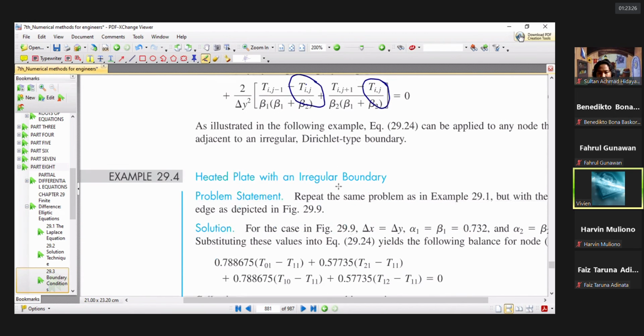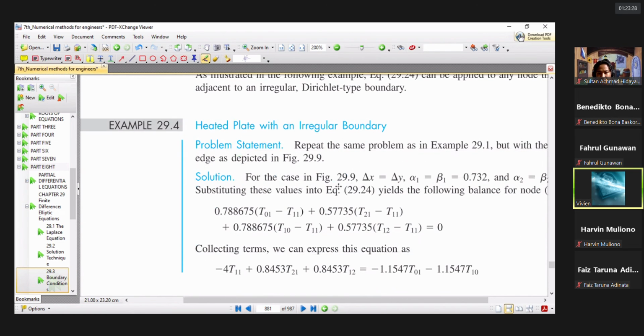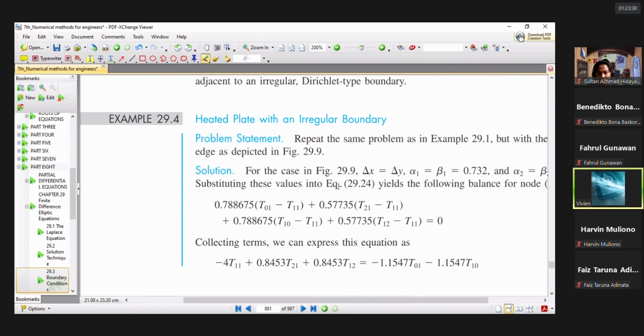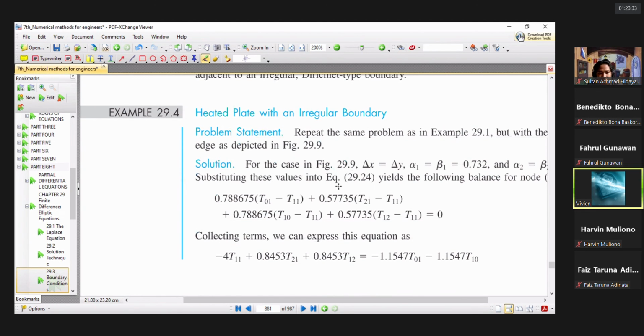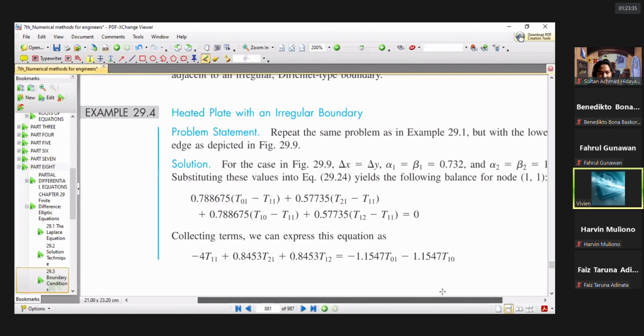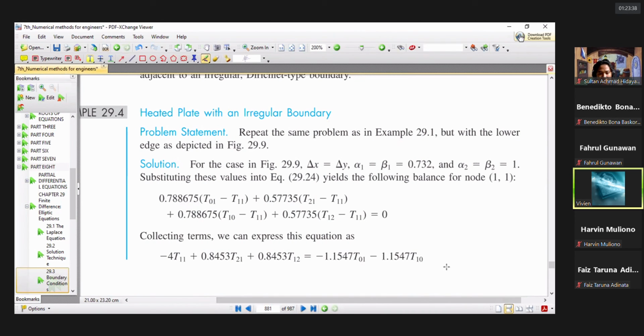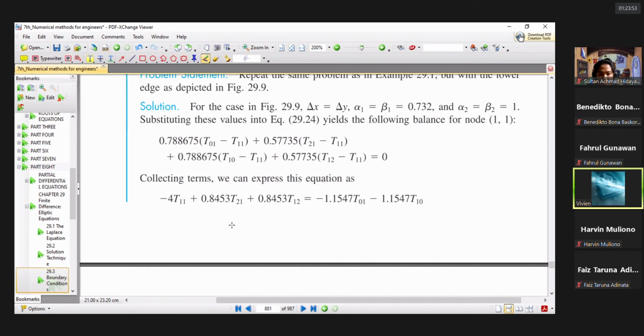So you can see the calculation here for the problem. You can read this in the book, in which we have an irregular boundary, where the lower edge is curved, so the distance will not be similar. There is a difference in the distance for those two nodes. Once we insert that in the equation, we have the linear algebraic equation shown as this one.